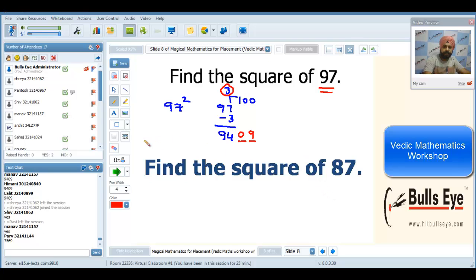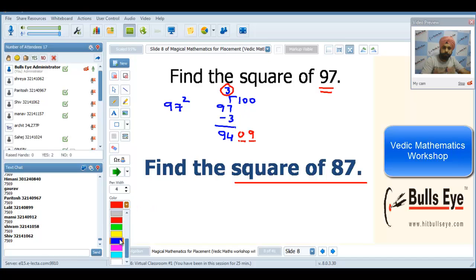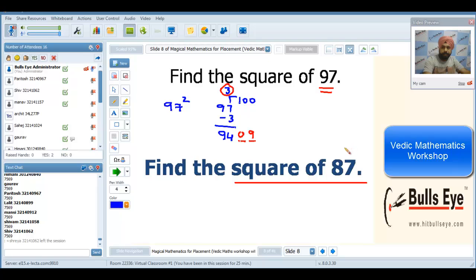Okay, now find the square of 87. I guess some of you have already found that. 7569 seems to be the unanimous answer. So if anybody is not getting it, first 87 is 13 less than 100. So you subtract 13 more from this to generate 74, which becomes the left hand side.